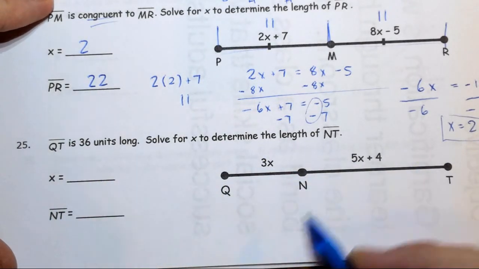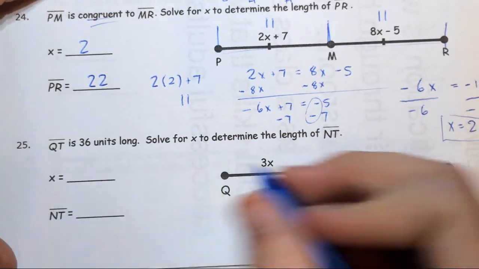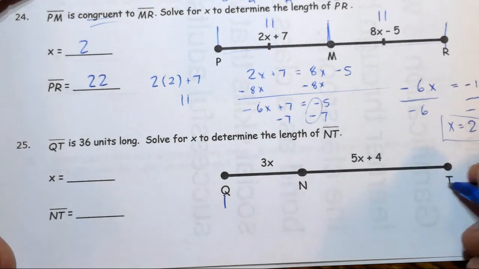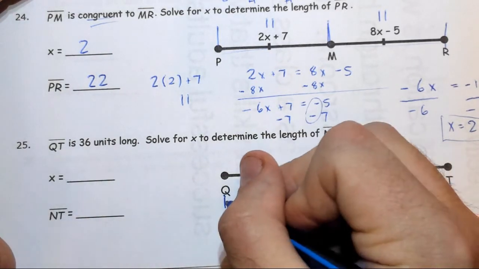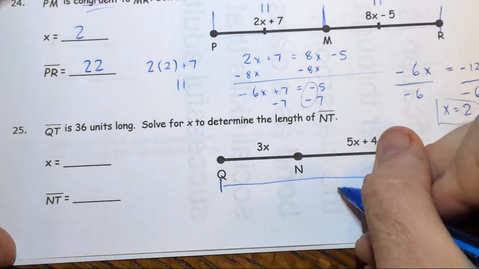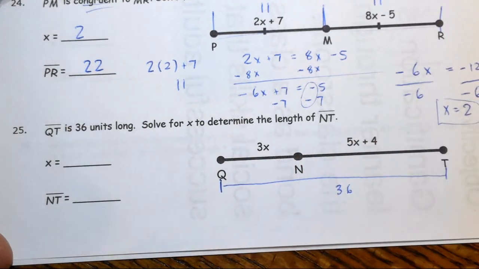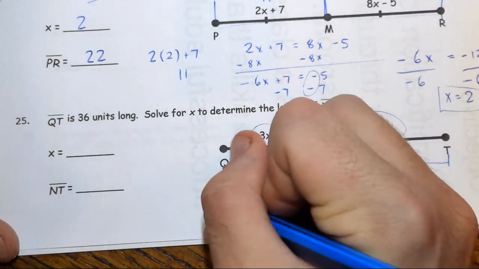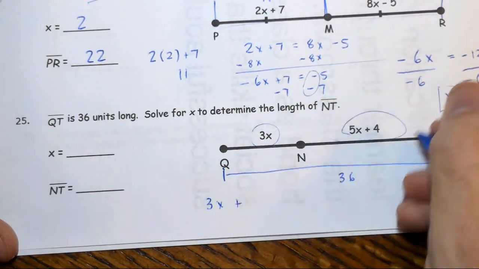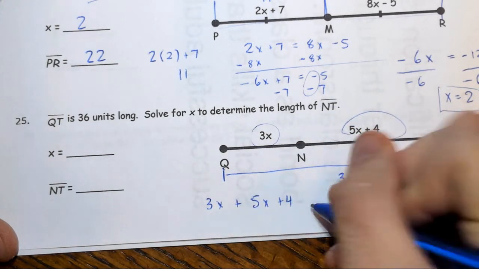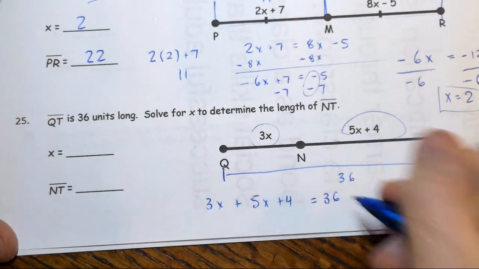Alright, number 25, QT is 36 units long. Solve for x to find NT. Well, this one, it's not telling me congruent, it's telling me how long from Q to T. It's telling me the total distance. The total distance is 36. So, I just have to add up both of my lengths. I have 3x plus all of this length, 5x plus 4 is equal to 36.